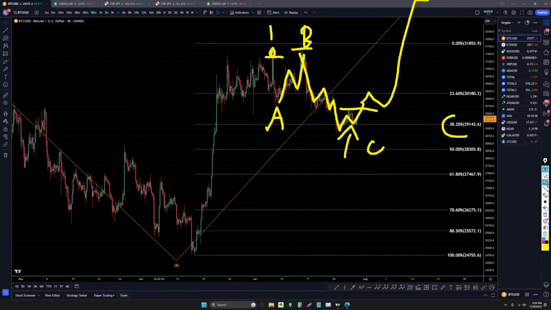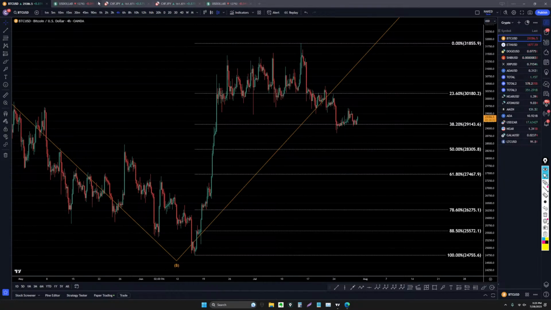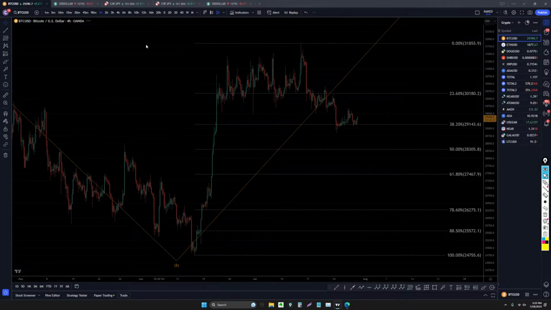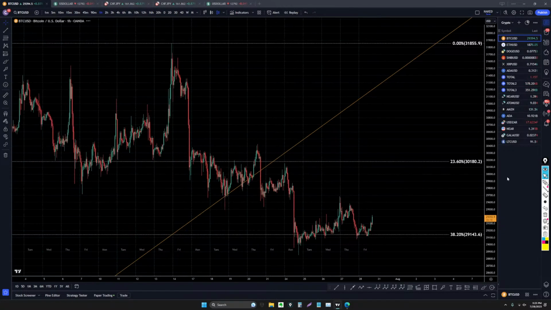This is probably a 1. Let me clear this out a little bit. This right here is probably a 1. This is probably an ABC of 2. And when we get the end of this wave 2, it's probably going to go up and make a big old wave 3. Like I said, I think Bitcoin's going up to either the $42,000 or possibly the $48,000 to finish off this big move to the upside. So I think we have a lot of upside potential on Bitcoin.